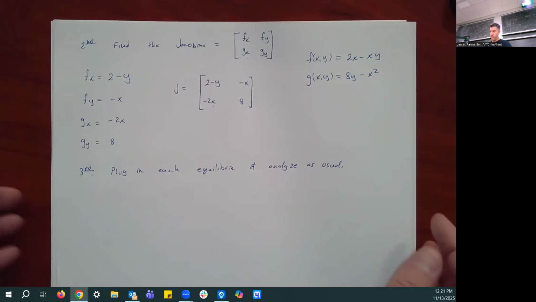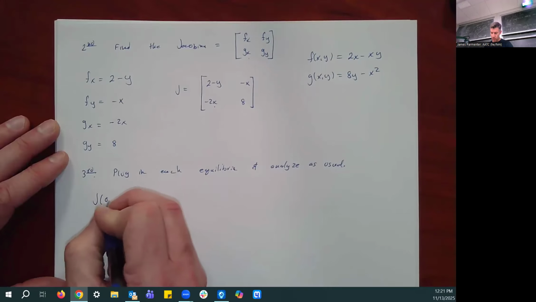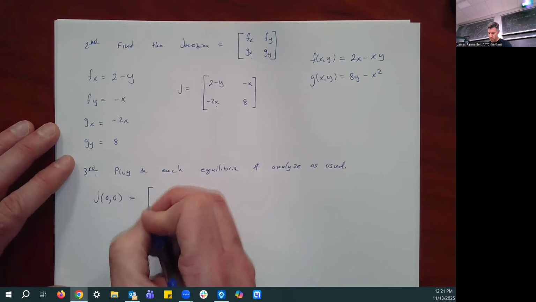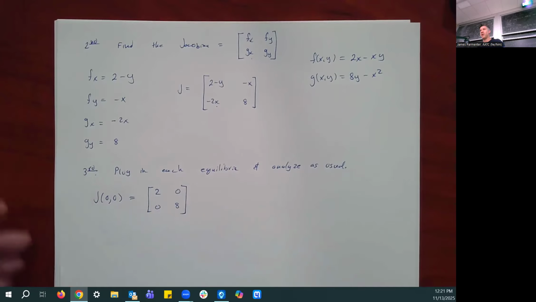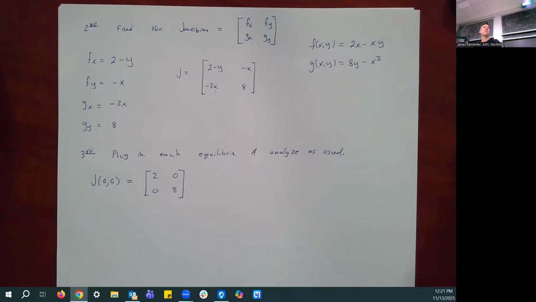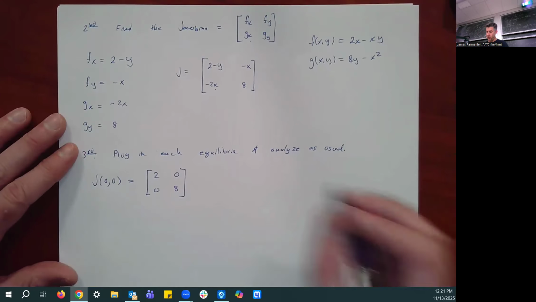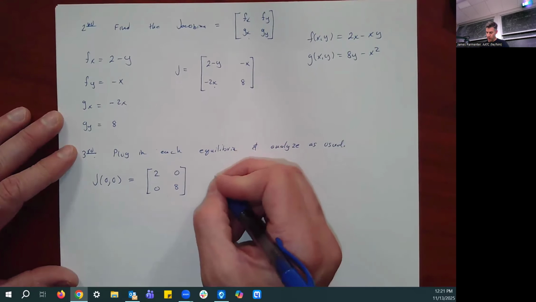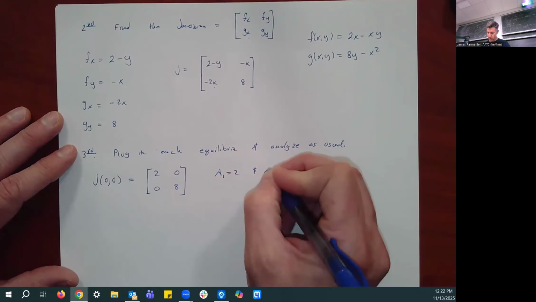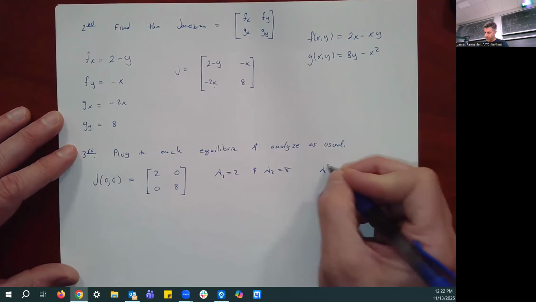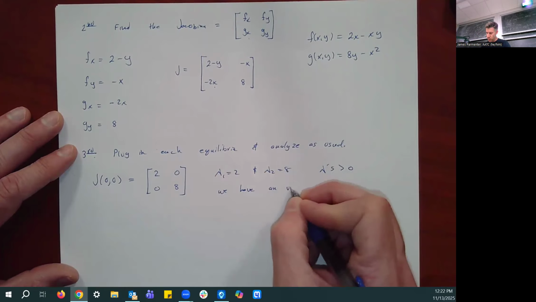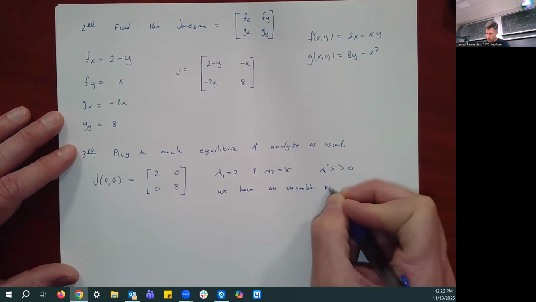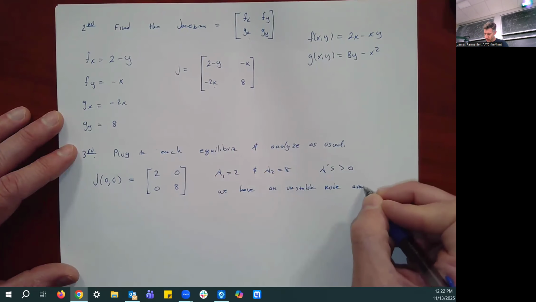So then I'm going to start with the easiest one. If I plug in 0, 0, J of 0, 0 is going to be 2, 0, 0, 8. And already we know everything there is to know about this. One way to talk about this is you could say both your eigenvalues are positive. Your lambda 1 is 2, and your lambda 2 is 8. Both are positive, which means we have an unstable node or a source around 0, 0.